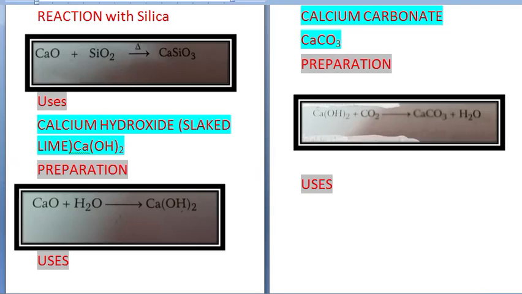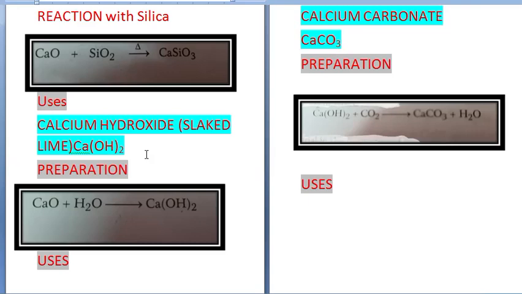Next compound which you have to study is calcium hydroxide. Calcium hydroxide is also called slaked lime. Formula is Ca(OH)2. It is prepared by treating lime and water: CaO plus H2O gives you Ca(OH)2. Uses of calcium hydroxide. Lime water is used in identification of carbonates, in whitewashing. It is used in manufacture of bleaching powder. It is used for softening hard water.